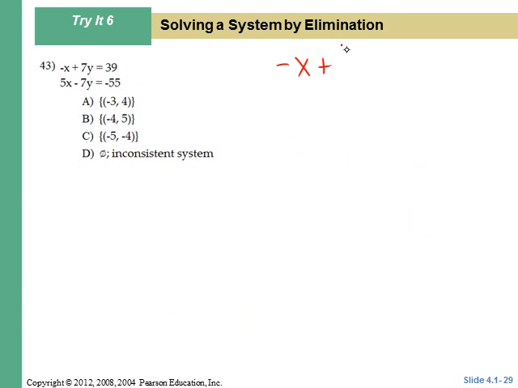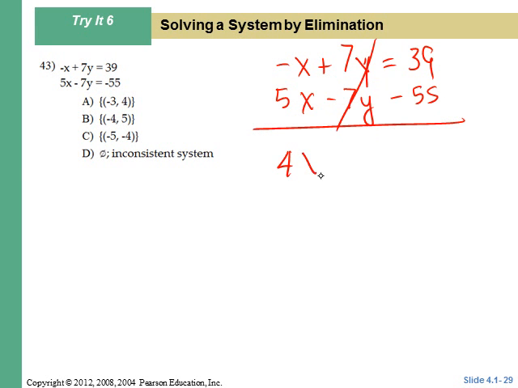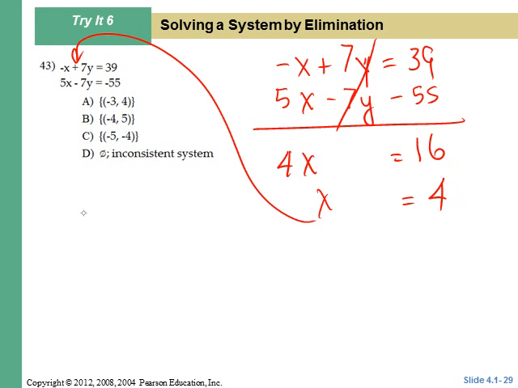As you can see, it's an easy one to eliminate the y's because the 7's are the same. We can solve by addition. The y's cancel. We get 4x is negative 16. So x is negative 4. Substitute that into the first equation here. Negative 4 plus 7y equals 39. Subtract or add 4 to both sides. I get 43. I did something wrong here.